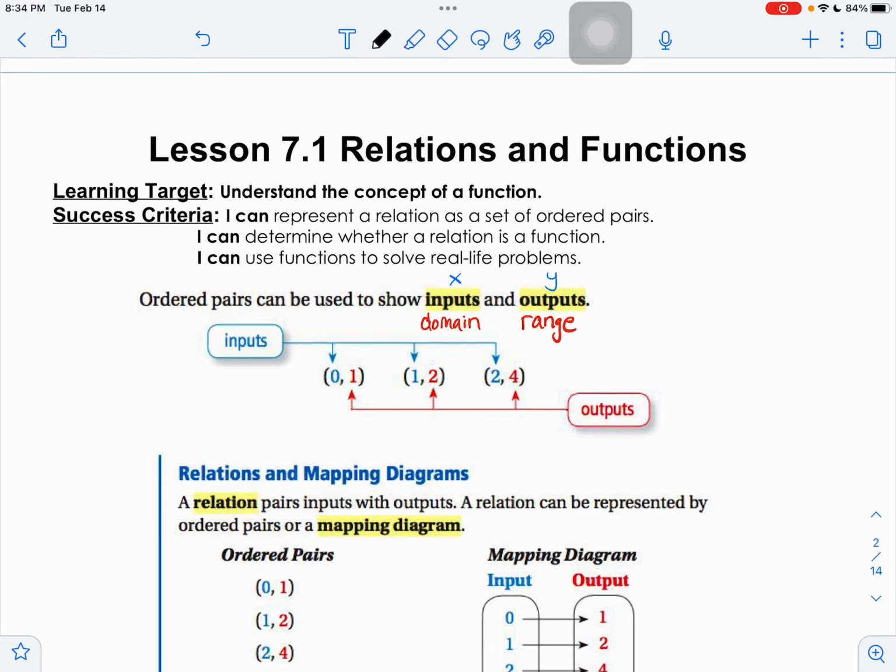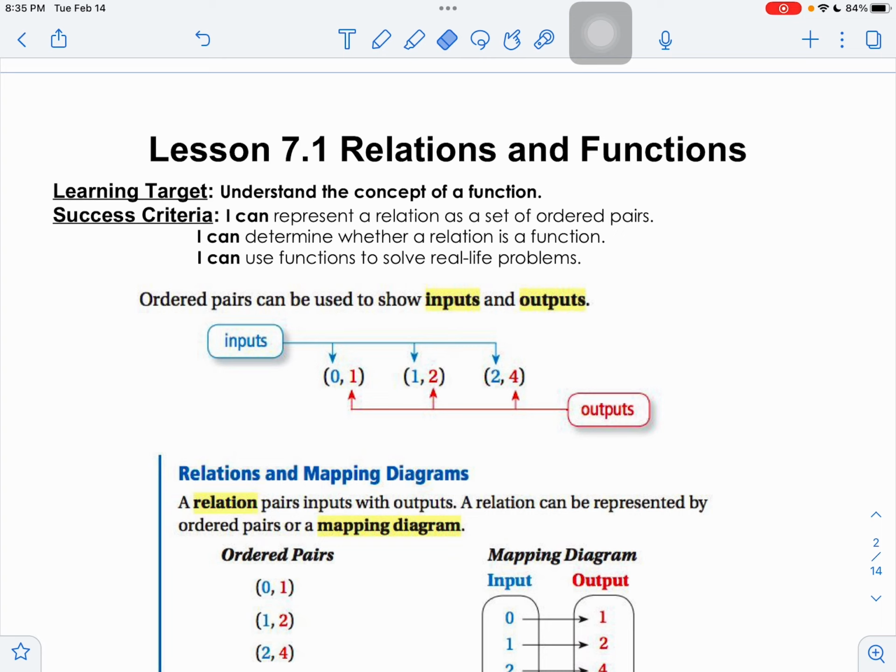Alright guys, today we are going to be looking at lesson 7.1, relations and functions. Our learning target today is to understand the concept of a function. Success criteria: I can represent a relation as a set of ordered pairs. I can determine whether a relation is a function, and I can use functions to solve real-life problems.